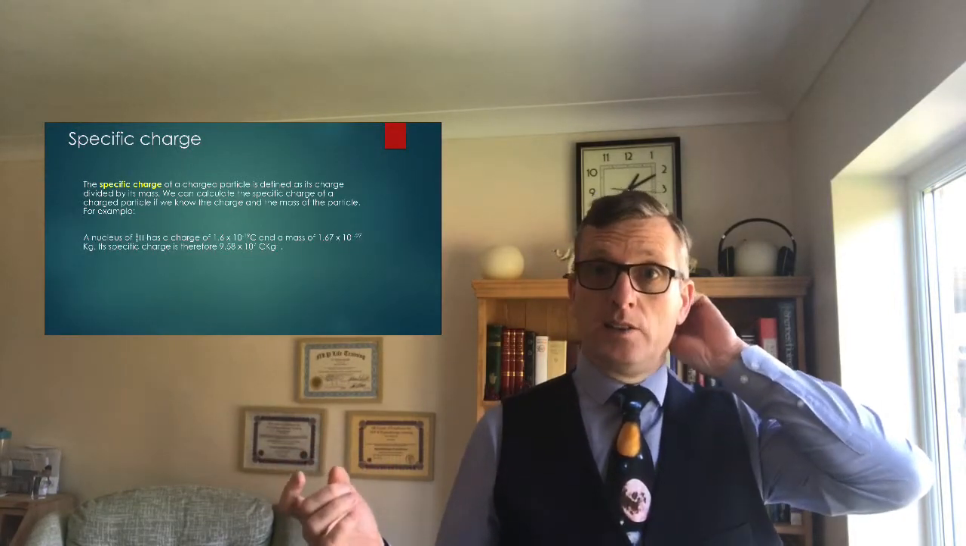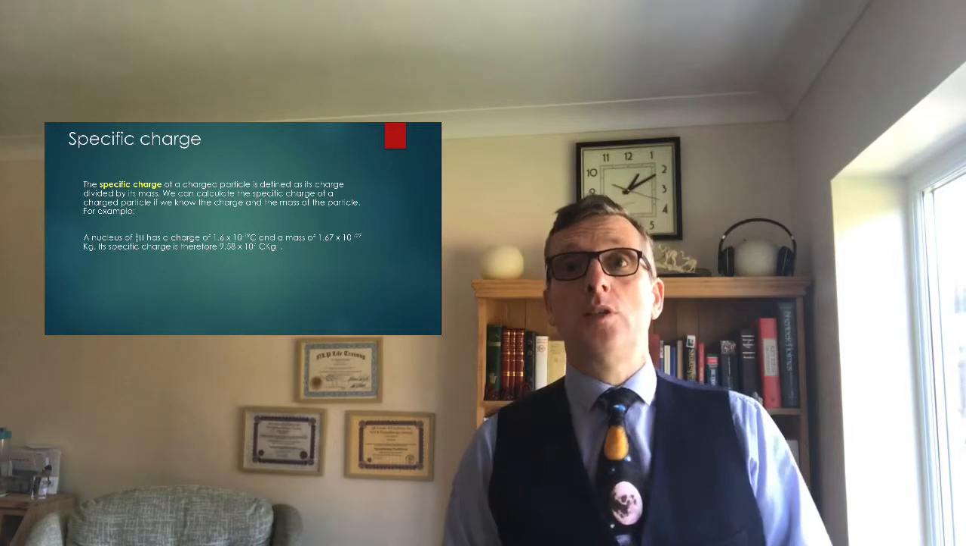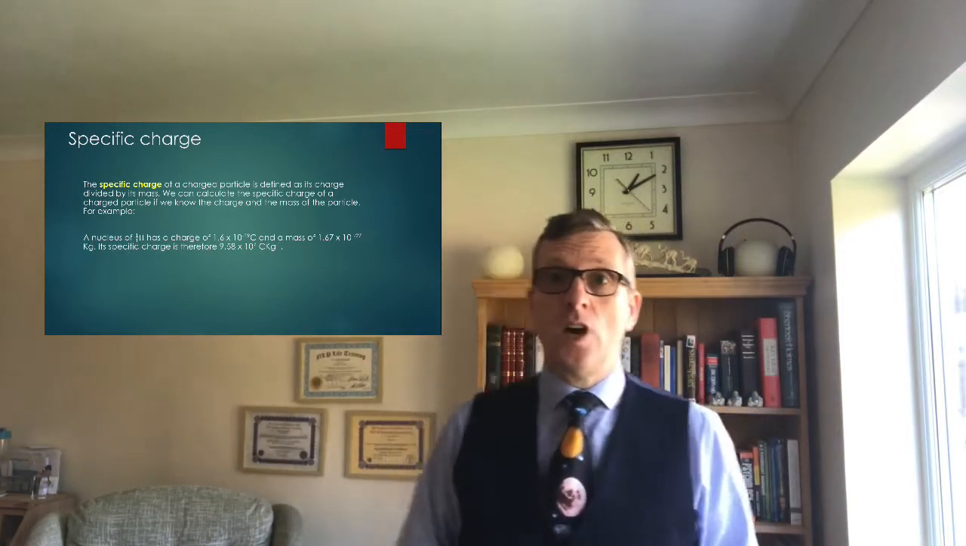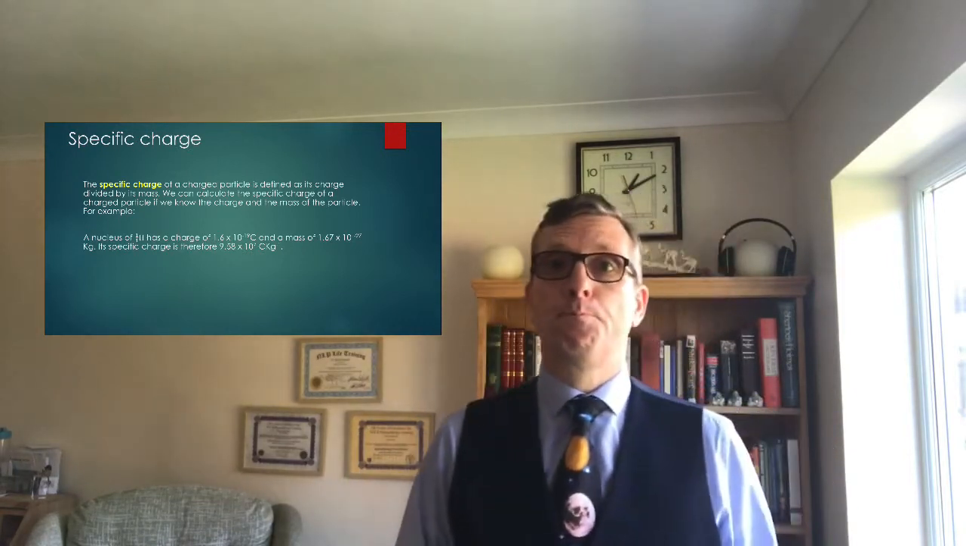For example, hydrogen. A nucleus of one hydrogen has a charge of 1.6 by 10 to the minus 19 coulombs and a mass of 1.67 times 10 to the minus 27 kilograms. So therefore its specific charge is 9.58 by 10 to the 7 coulombs per kilogram.